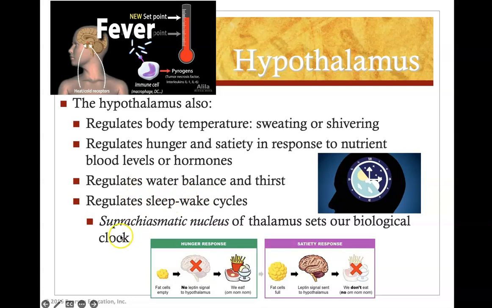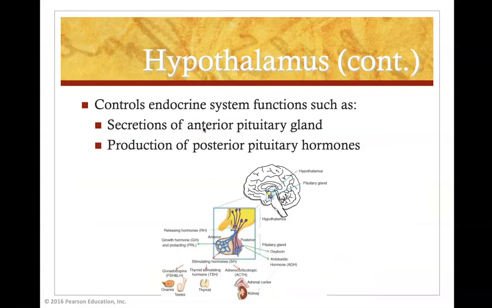So again, this one I wouldn't test you on specifically with the hypothalamus, but I do want you to know the hypothalamus regulates water balance and thirst, hunger and satiety, and regulates body temperature. Those are, again, important ones to know for the hypothalamus, as well as controlling endocrine hormones that are released from the pituitary glands. Those are big hypothalamus functions.